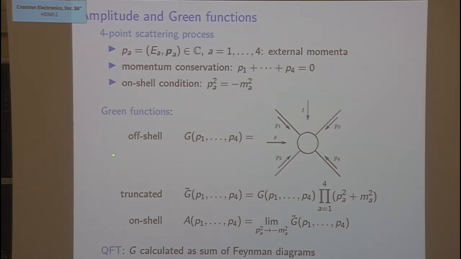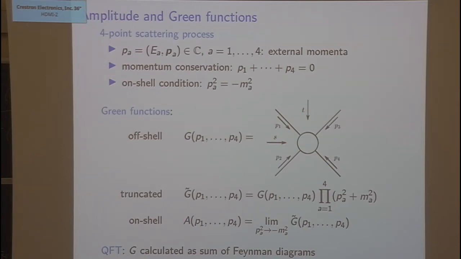First you start with off-shell Green functions. In the case of QFT, you compute these as a sum of Feynman diagrams. From this off-shell Green function, you can extract the truncated Green function, so you strip the propagators of the external legs. Once you have removed these propagators, you can go on shell. In the constructive S-matrix program, they work directly with this object.